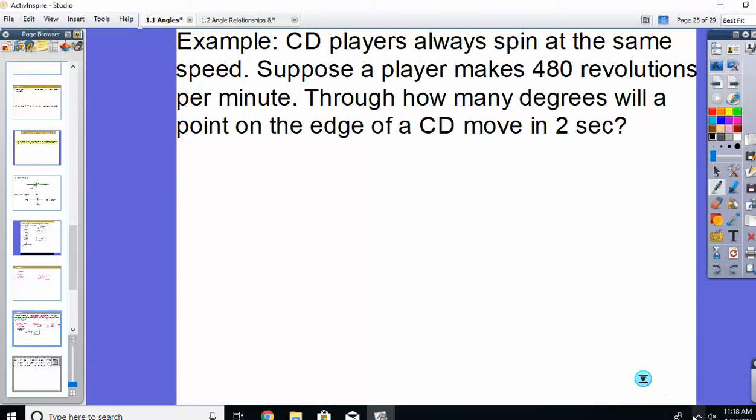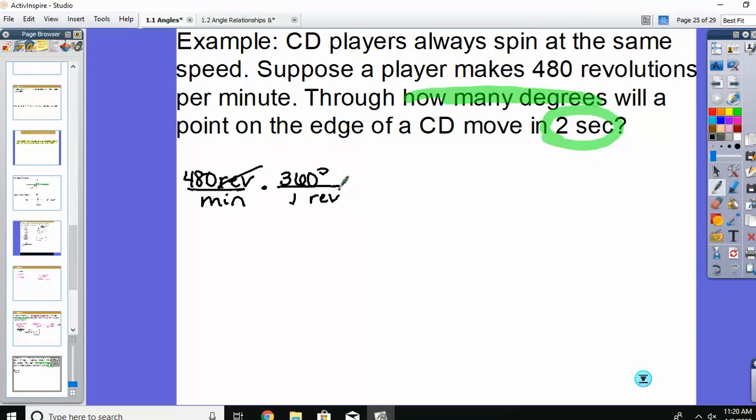There's your time. So we know we have 480 revolutions per minute. My question is just how many degrees? So I have to get rid of everything else, and I know that I'm going to travel for 2 seconds. So first, let's change to degrees. So we want to cancel revolutions. It goes on the bottom. We know 1 revolution is all the way around the circle, so that's 360 degrees.